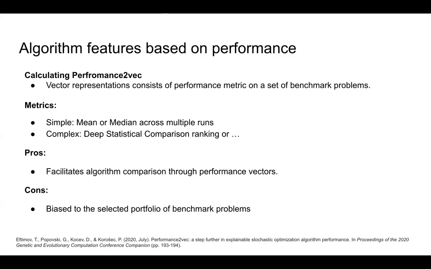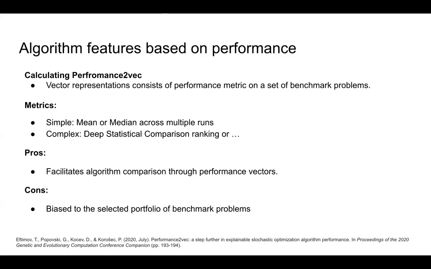So in our case, we can have the BBOB functions, 24 problems. We run the algorithms there. We get the precision for each of these functions. And this 24-dimensional vector, we can assume, is a representation in the performance space.